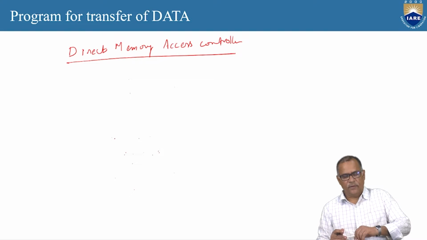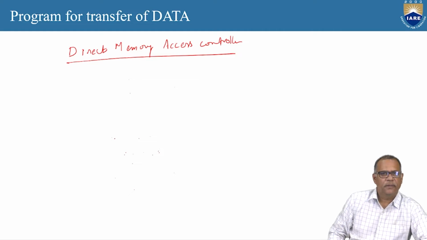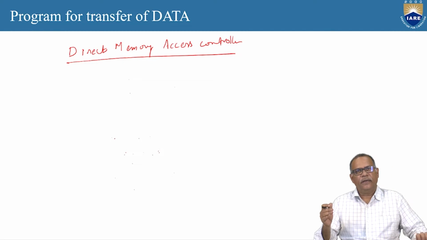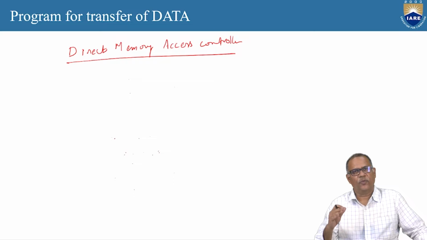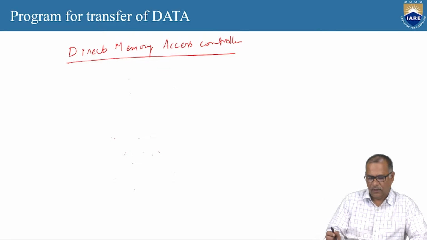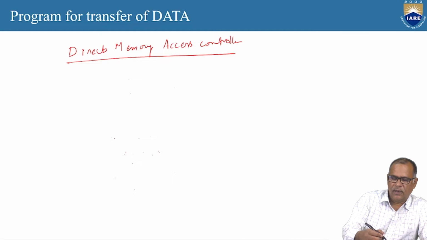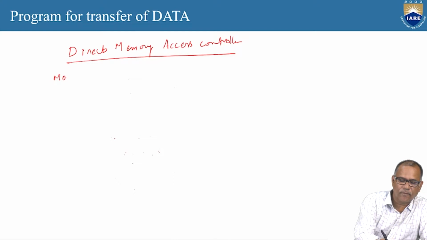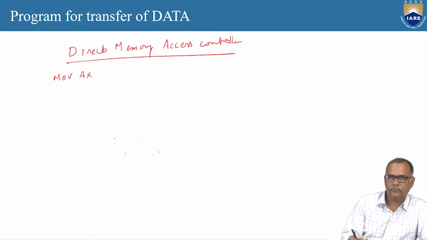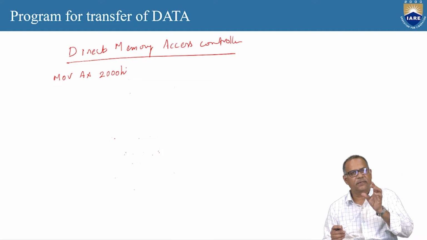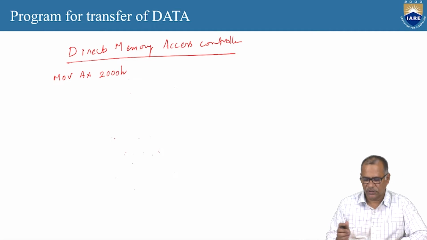When we have to transfer data between the memory and an I/O device, for small volumes of data, the data is given to the microprocessor. Then from the microprocessor, the data is routed to the memory, and we do a simple program. This can be illustrated by a simple program like this: MOV AX, 200H. That means the AX register is initialized with the immediate data 200H.